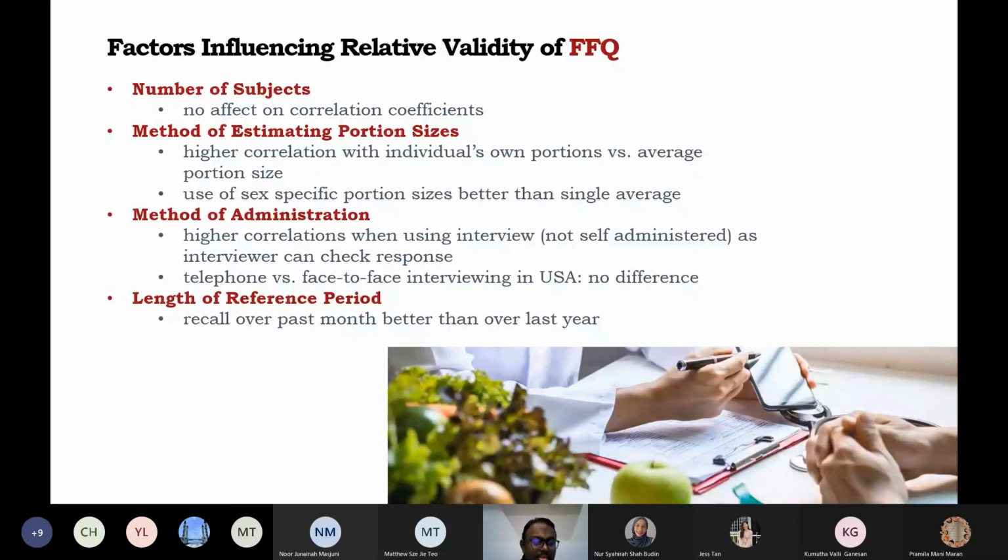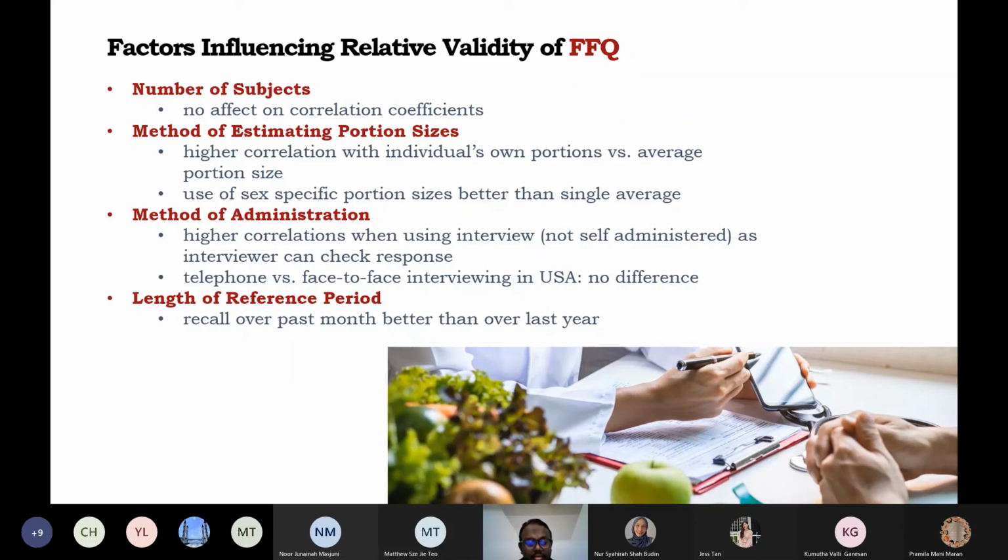For the method of administration, there is a higher correlation when using interview, which is not self-administered, as the interviewer can directly check responses. If you ask the respondents to answer themselves, the relative validity might be lower because they might simply tick and circle whatever they want without the interviewer being able to check their responses. In terms of telephone versus face-to-face interviewing in the USA, there is no difference, but we do not have data for Malaysia yet.